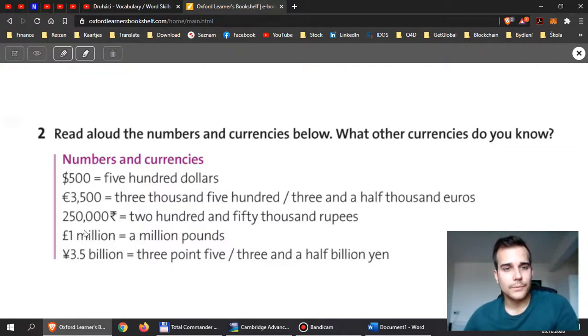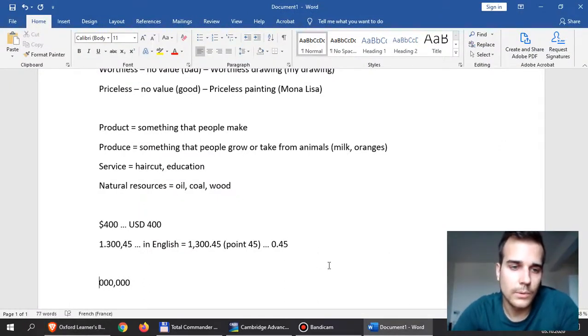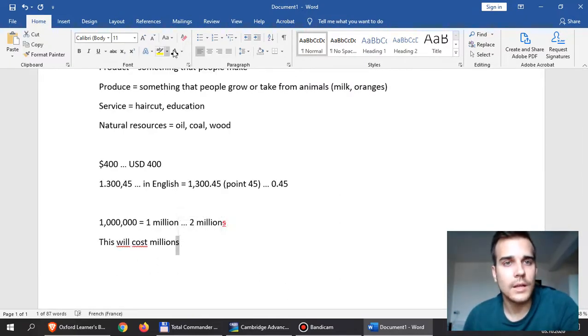Then another big problem in English, we have 1 million. Those are 6 zeros, right? 1 million, in English. And here's the thing, if I want to say 2, then I don't say 2 millions, all right? This would be incorrect. So if you want to say how many of million or billion, you cannot say s at the end. But at the same time, if you want to tell me this will cost millions, then it's okay. Then you can use s. But if you give me a number over there, it will cost 6 million, then you cannot say s there.